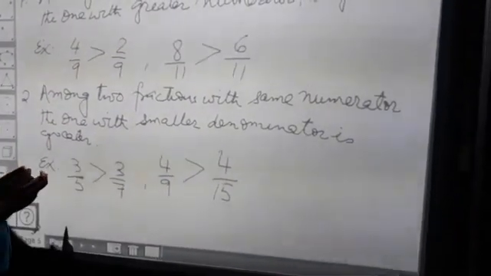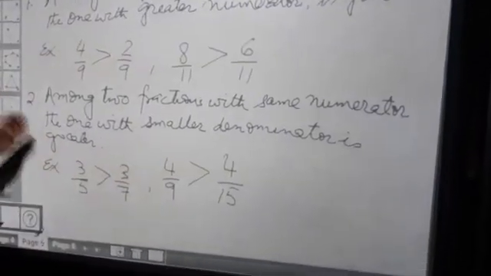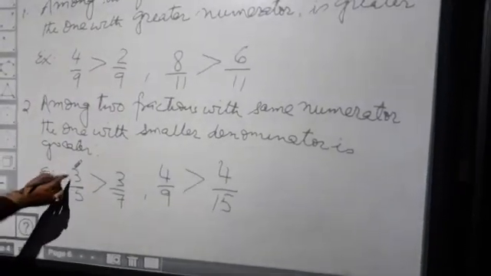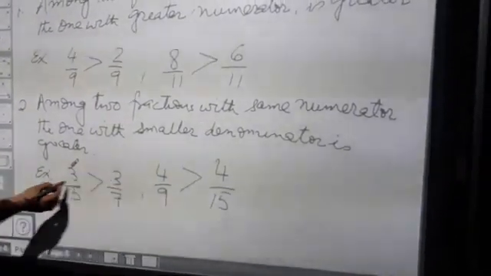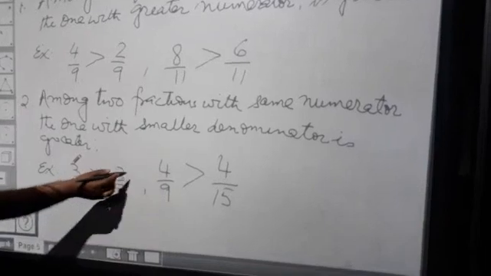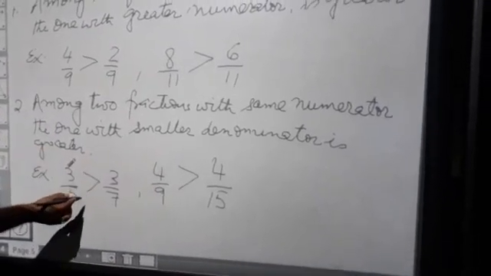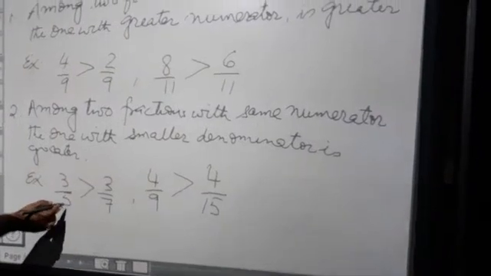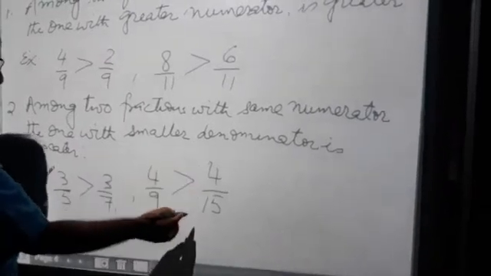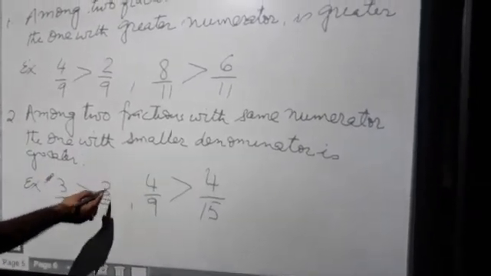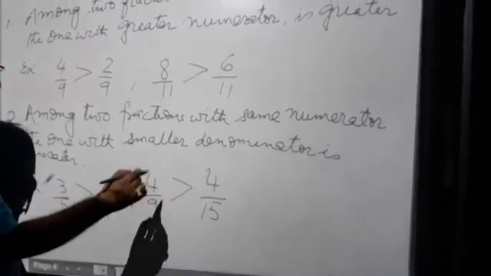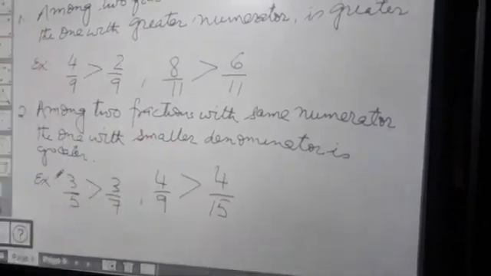Second, among two fractions with the same numerator, the one with the smaller denominator is the greater fraction. Suppose two fractions have the same numerator, then the fraction with the smaller denominator is the greater fractional number. Let us take for example 3 by 5 and 3 by 7. Both have the same numerator, but 3 by 5 has the smaller denominator, so 3 by 5 is the greater fractional number. Now 4 by 9 and 4 by 15, both have the same numerator, but 4 by 9 has the smaller denominator, and so 4 by 9 is the greater fractional number. Clear?